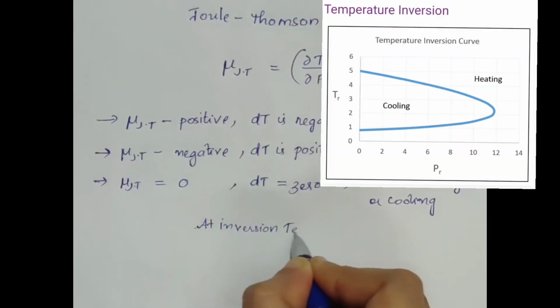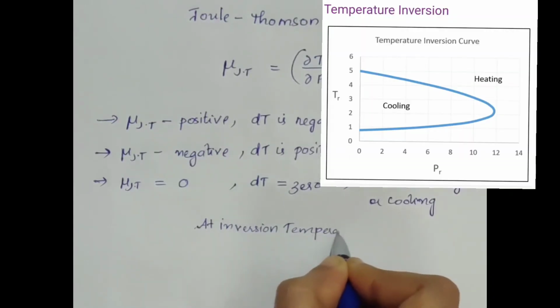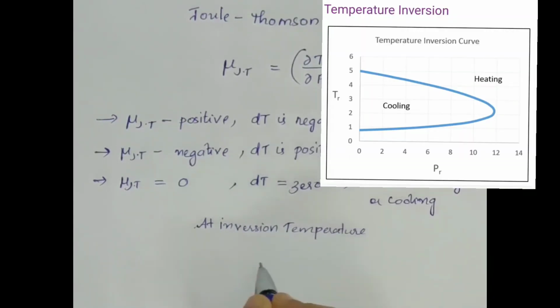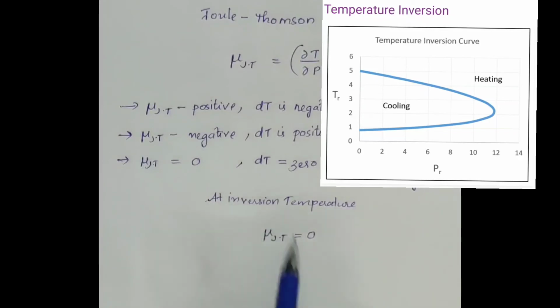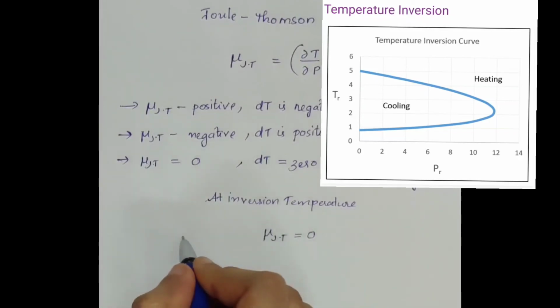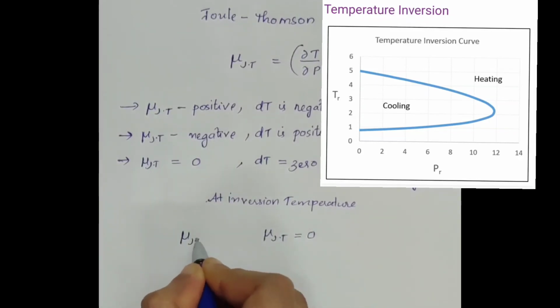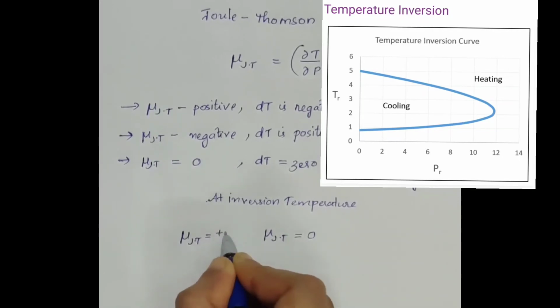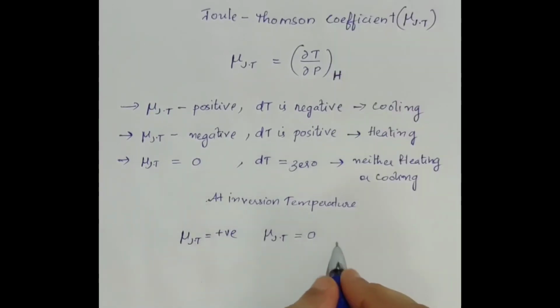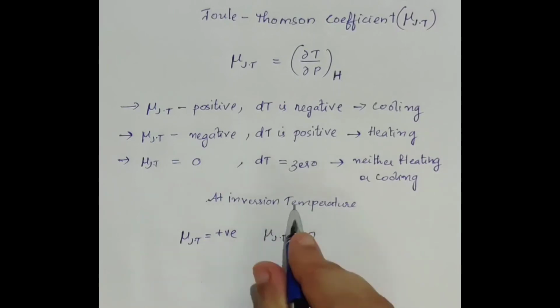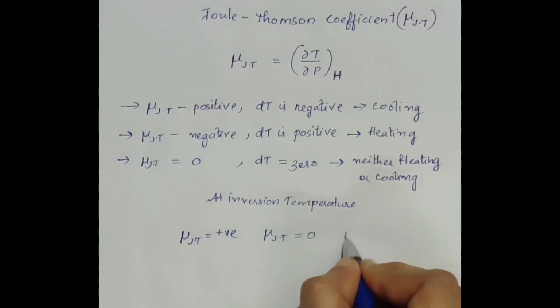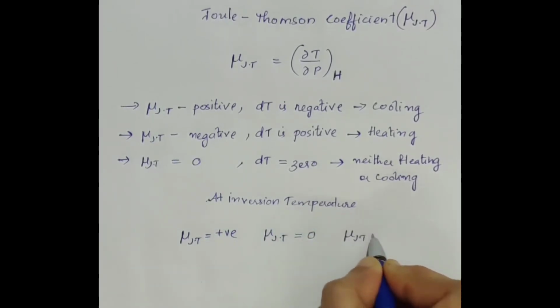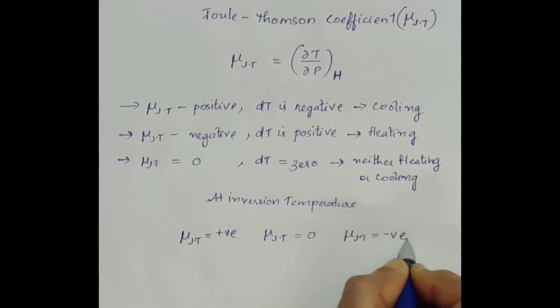At the inversion temperature, the value of the Joule-Thomson coefficient is equal to 0. Below this inversion temperature, the value of mu Jt is positive, and above the inversion temperature, the value of mu Jt is negative. Okay, clear?